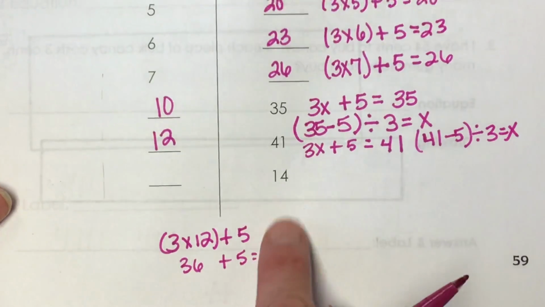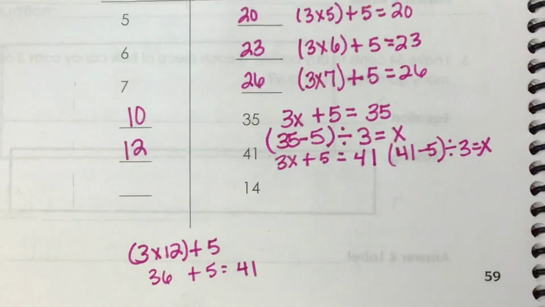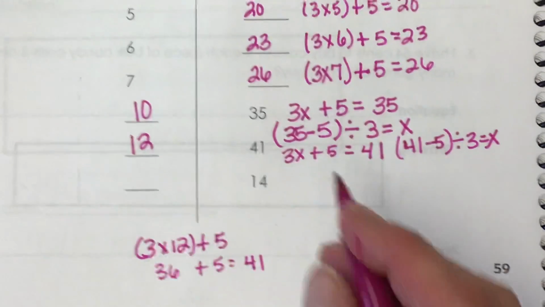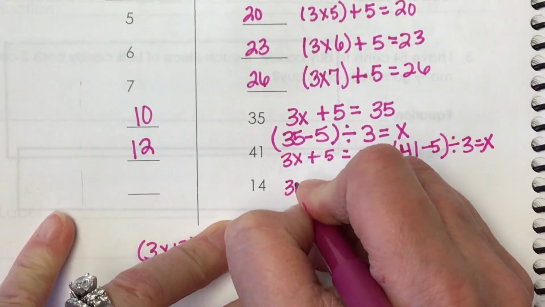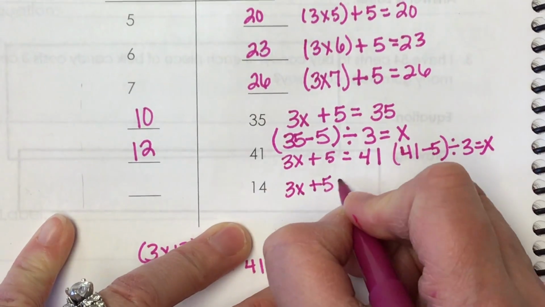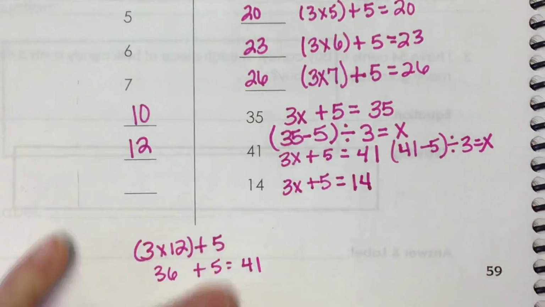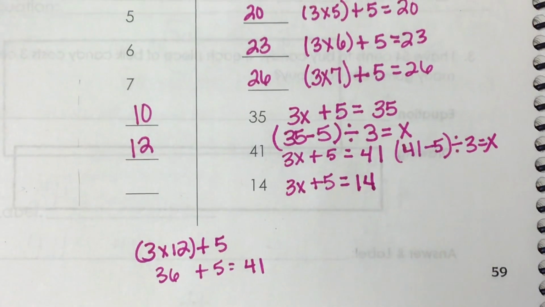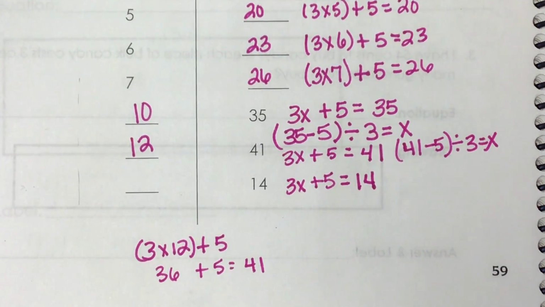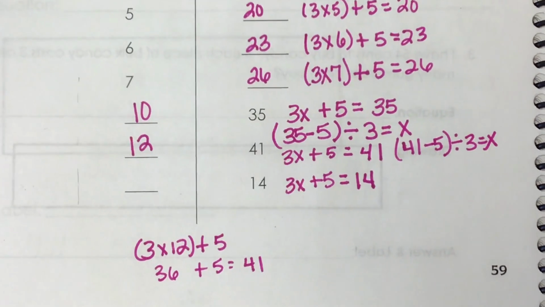Okay, so try the 14 and we'll be done for the day. Try the 14. Can you do it on your own? Okay, 3x plus 5 equals 14. Follow the same steps that we did before. Raise your hand and we'll see if we got it correct. I have some people still working.